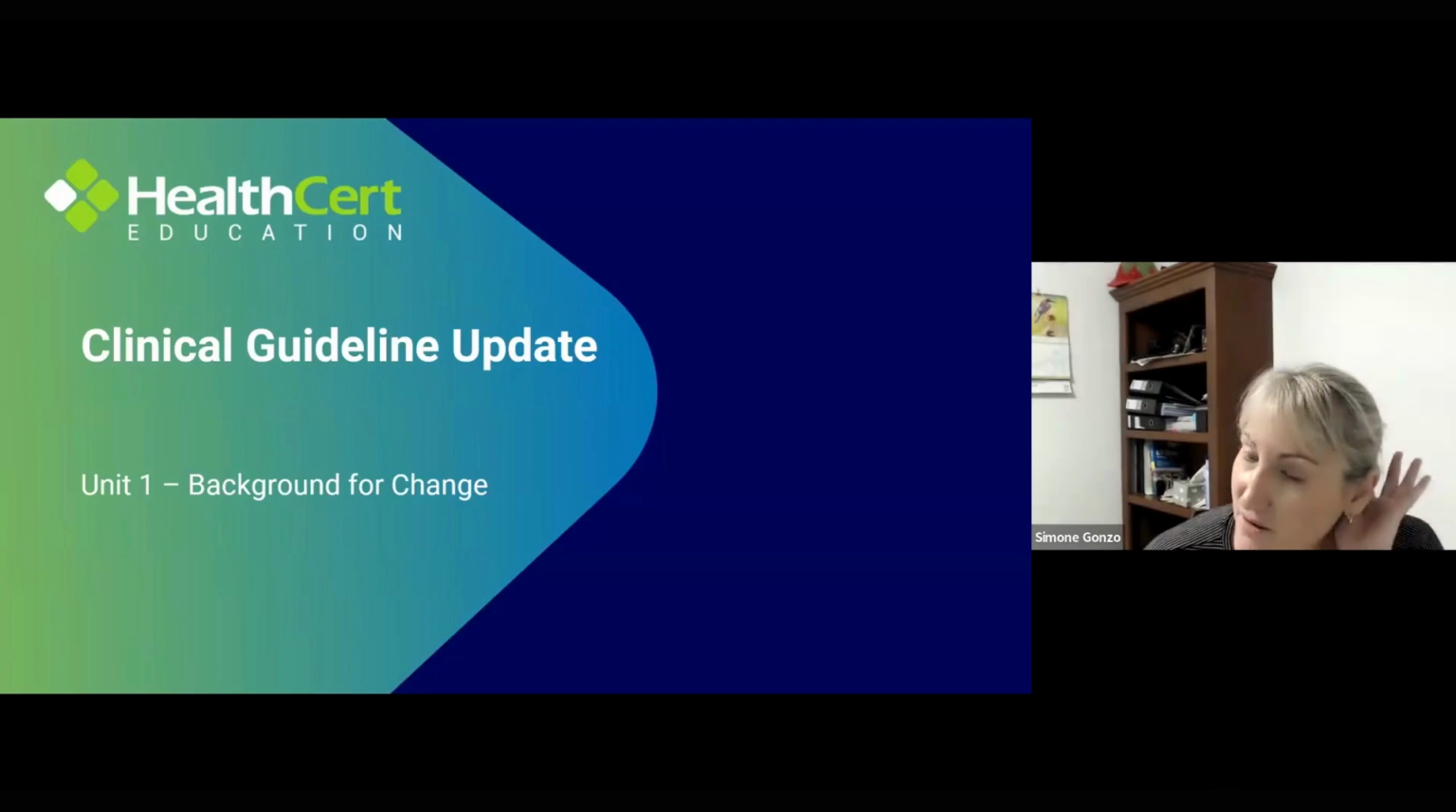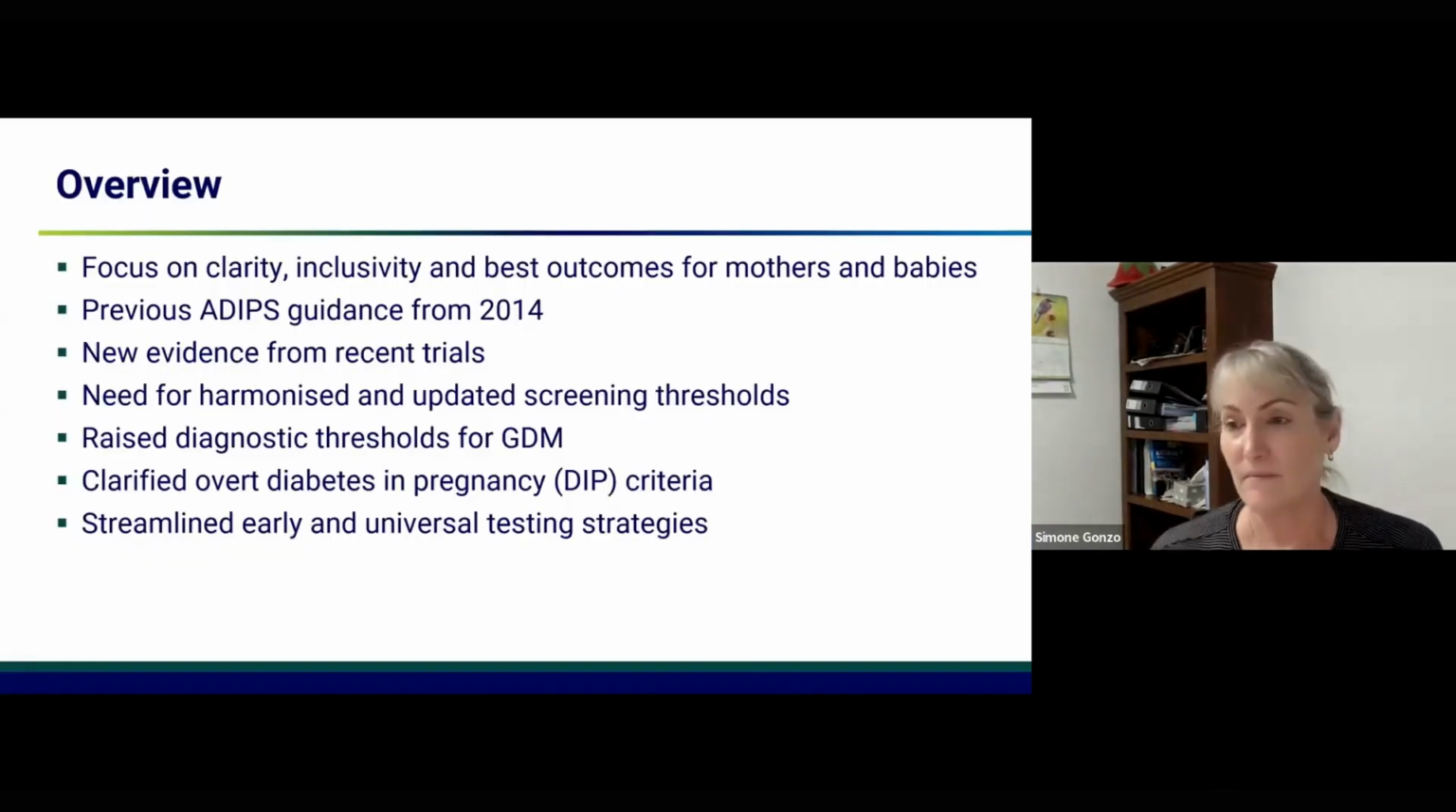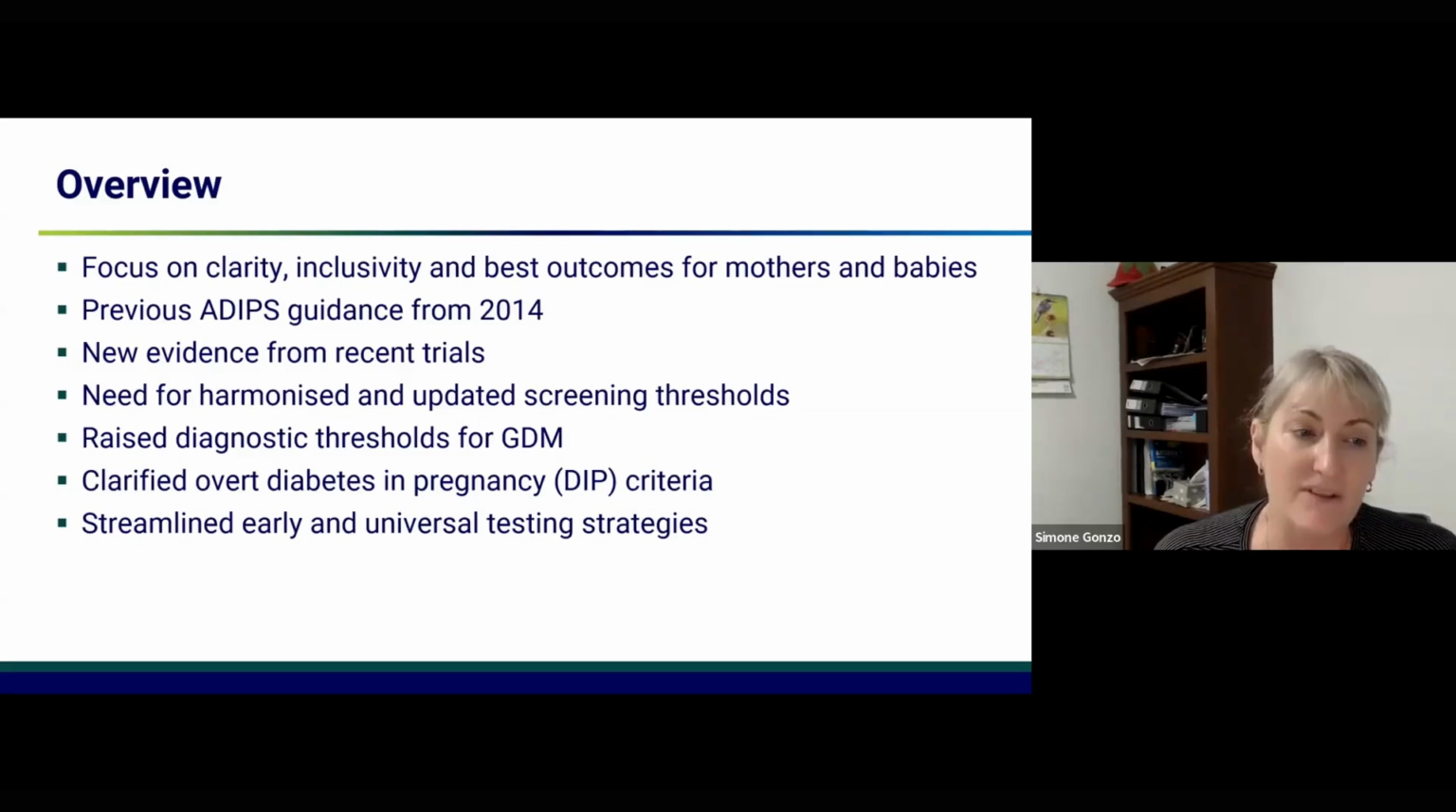So moving through to the background for the changes that we'll look at tonight, there's been more of a focus on clarity, inclusivity and best outcomes for mothers and babies. The previous ADIPS guidance is actually from 2014, so we're looking at 10 year old information. The evidence that they've based these recommendations on is from more recent trials, and it reflects more harmonised, updated screening thresholds. And obviously the main difference or the crux of the matter is the raised diagnostic threshold.